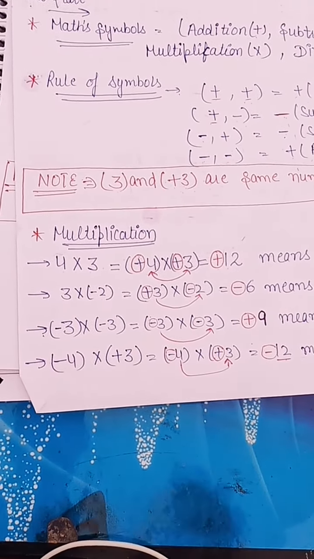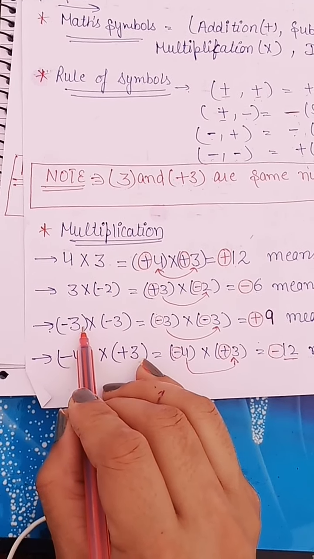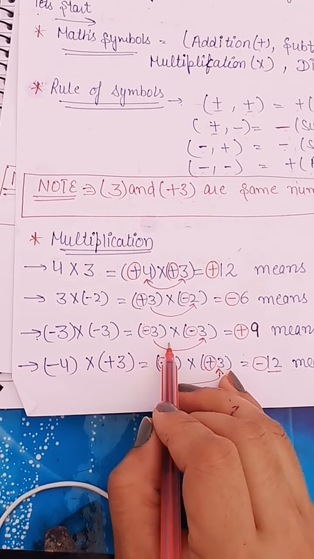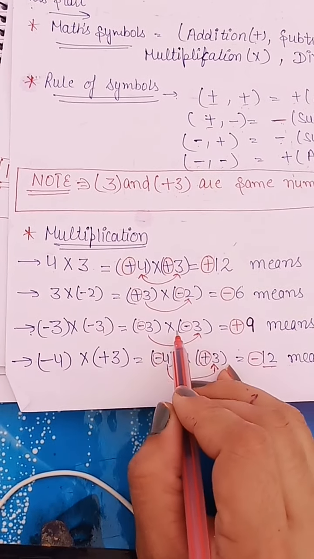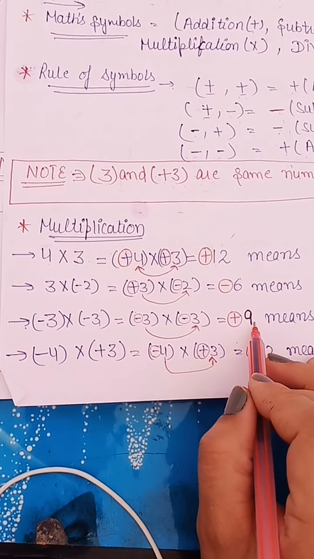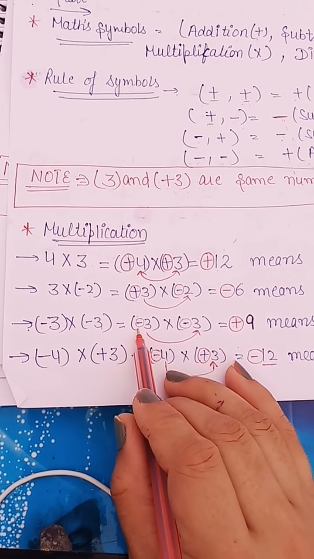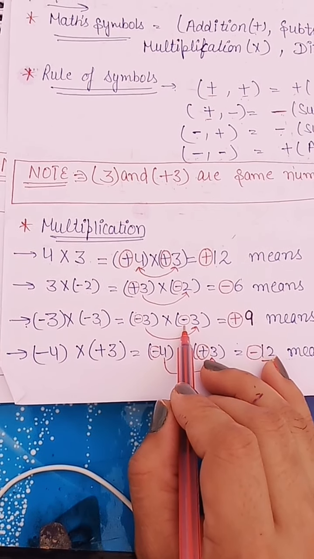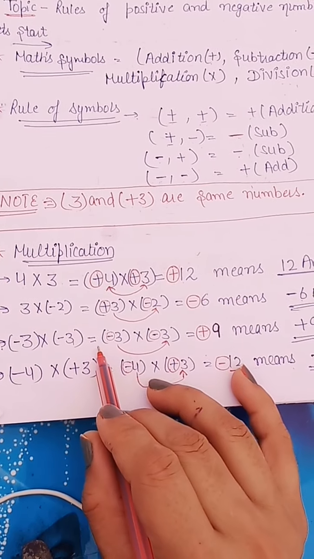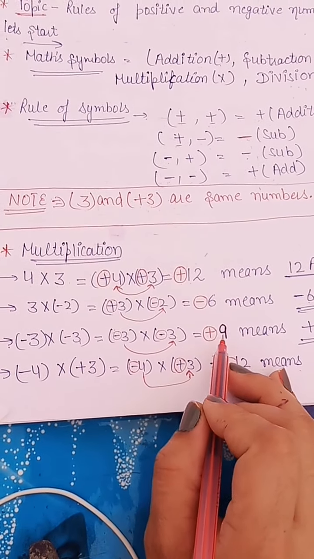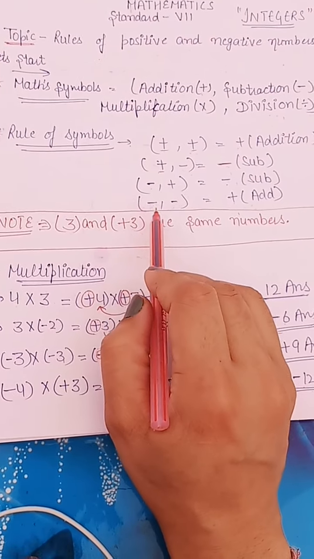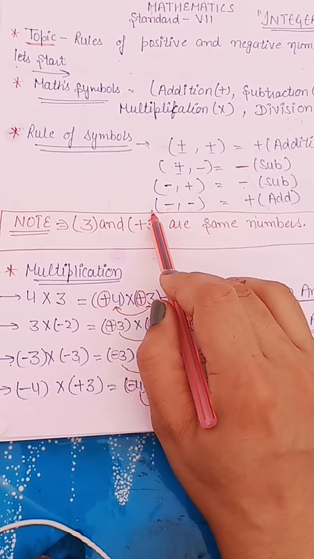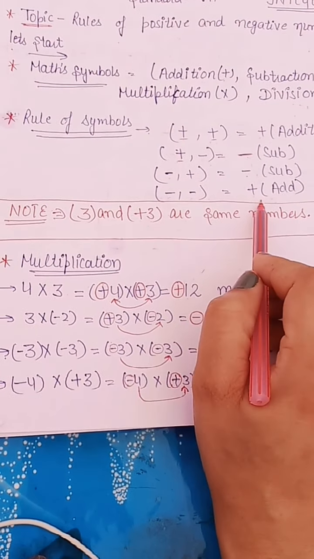Clear? Third rule is, first number is in negative form, second number is also in negative form. Now firstly you have to multiply these two integers. 3 multiply 3 will be 9. Now calculate these signs. Minus, first number is in negative form, second number is also in negative form, and as I told you, minus minus comes positive. Here you can see minus minus, what will come? Plus. Then we can say that minus minus will be the plus.